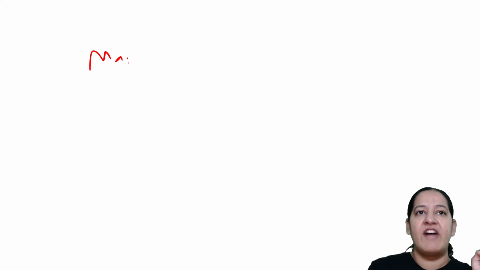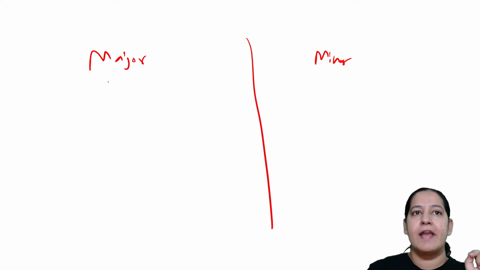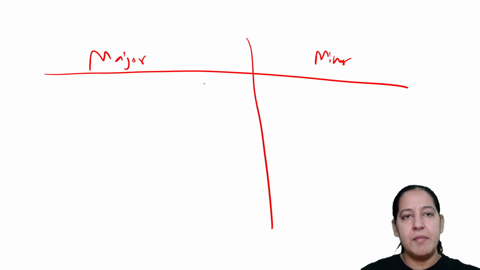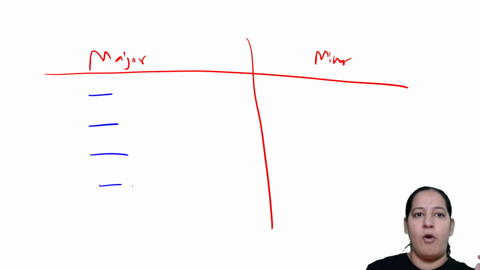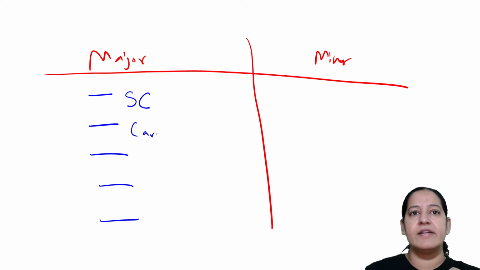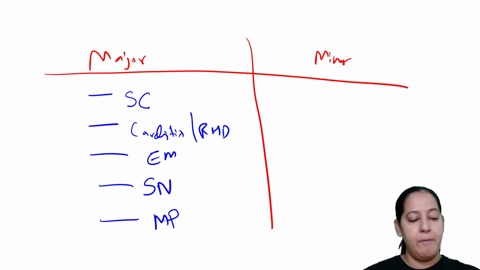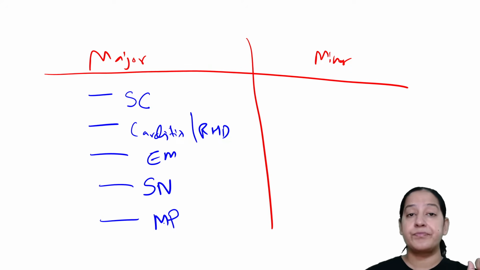So what are the minor criteria? What are the major? 5 major, who will tell me? And what are the minor? 5 minor, who will tell me? Can you help me in revising it? Someone among you. So the major criteria are the 5 organs. In the brain, it is Sydenham's chorea. In the heart, it is carditis or rheumatic heart disease, one and the same thing. In the skin, it is erythema marginatum, in the subcutaneous tissue, subcutaneous nodules, and migratory polyarthritis in the joints.